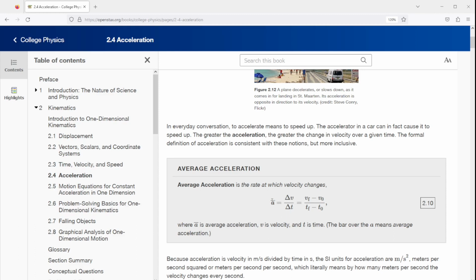So remember, average velocity is defined to be delta x over delta t. That is the displacement over the time it takes to make the displacement. And here, average acceleration is defined to be delta v over delta t. That is the change in velocity over the time it takes to make that change in velocity. Again, delta just means final minus initial. So here, this is final, this is the initial. Change in velocity over the time interval it takes to make that change.